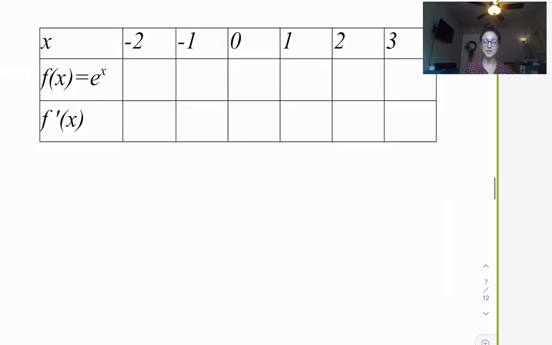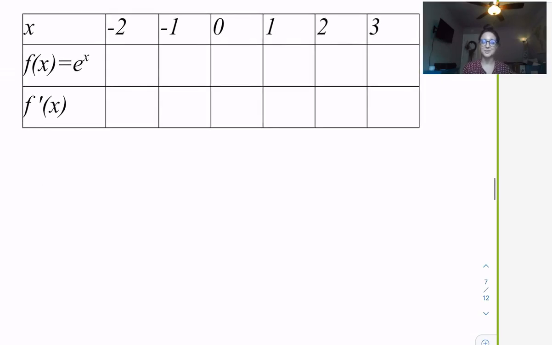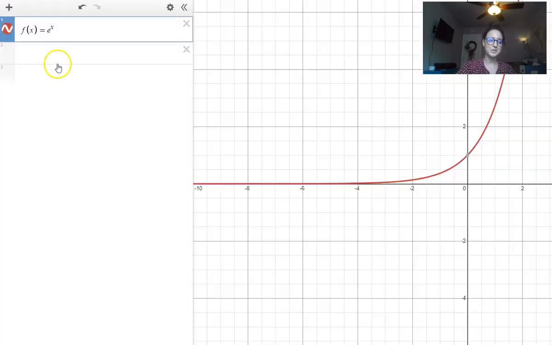All right, I'm going to force a pause on your screen. I would like for you to please copy the table and then hit continue when you're ready to go. Okay, we're back. Let's go ahead and fill in this table. I'm going to do the first column with you, and then I'm going to ask that you finish the rest with your calculator. All right, so I'm going to use Desmos.